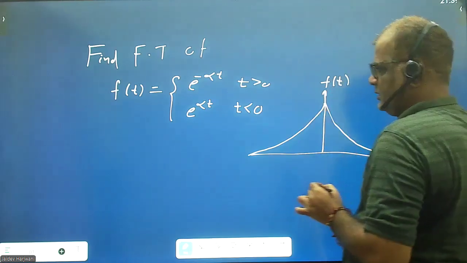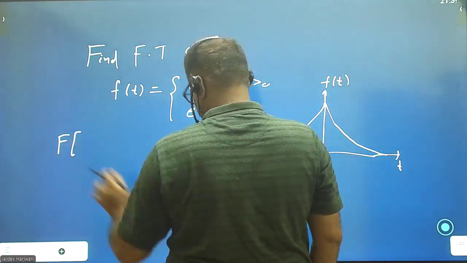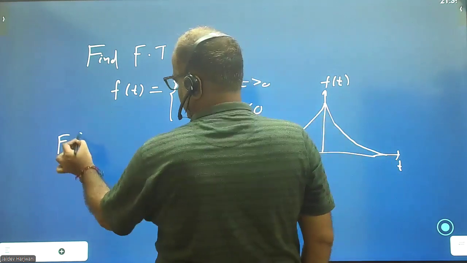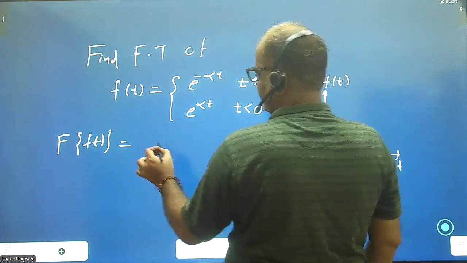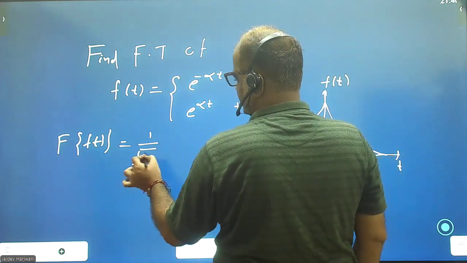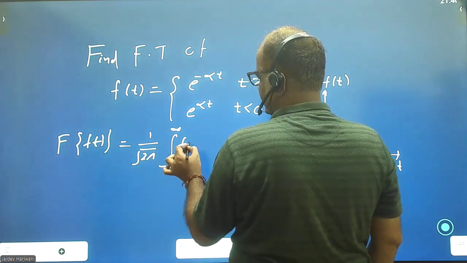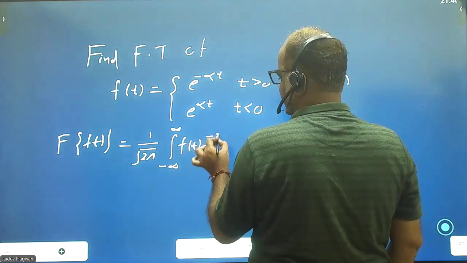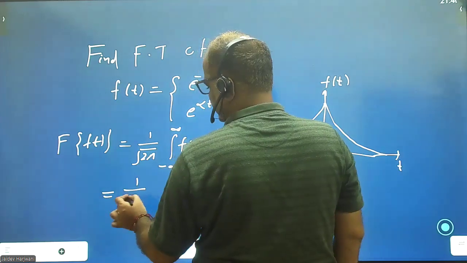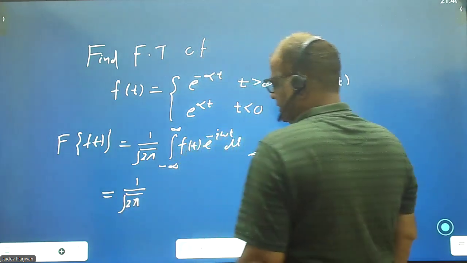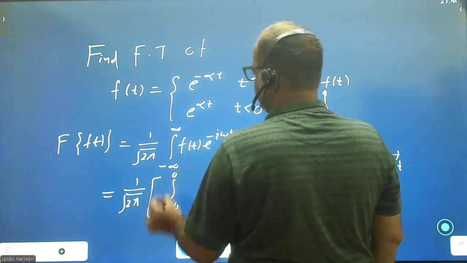So the Fourier transform of f(t). We know the definition: 1 upon root 2 pi, integral from minus infinity to infinity of f(t) e power minus iota omega t dt. Now this will be 1 upon root 2 pi. You can break the integration in two parts, from minus infinity to 0.